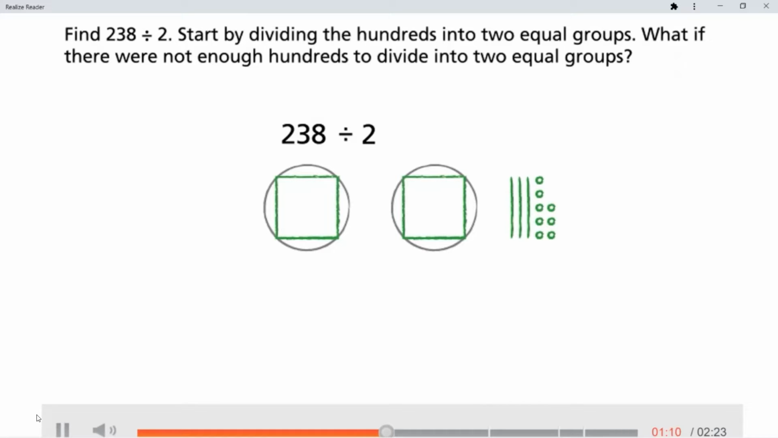What if there were not enough hundreds to divide into 2 equal groups?